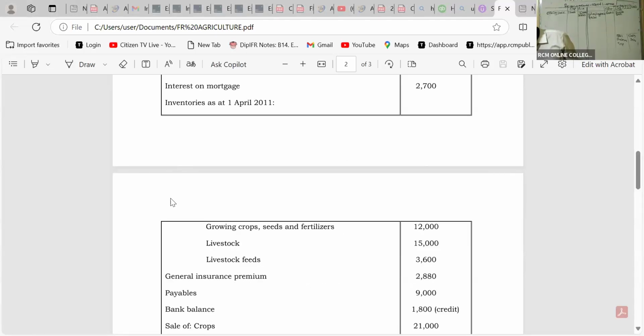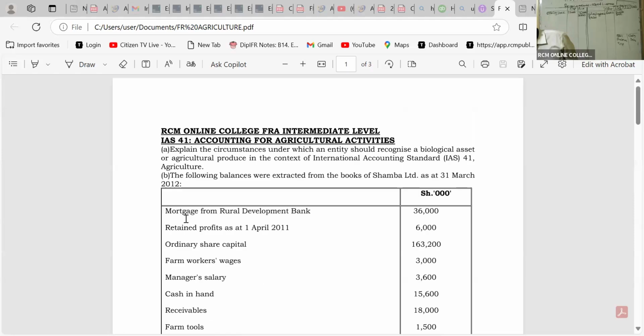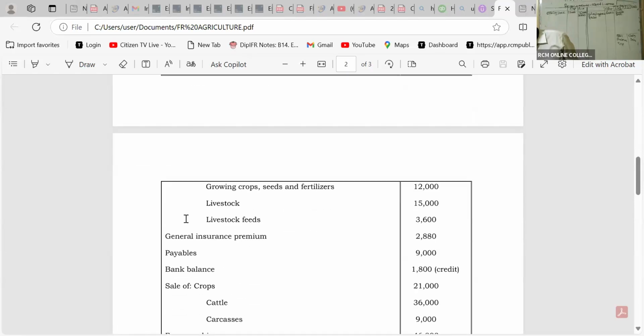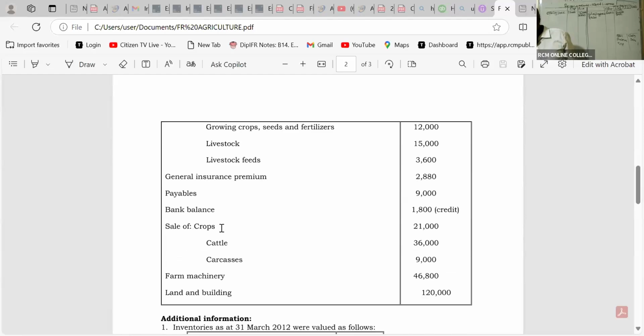I can see purchases here. But in this case I want the sales. You can see the sales. Sales of crops, 21,000. And then we have sales of cattle, 36,000. Then we have some other strange thing here.